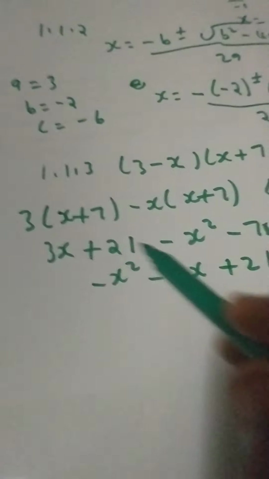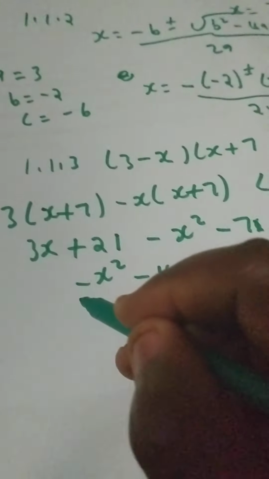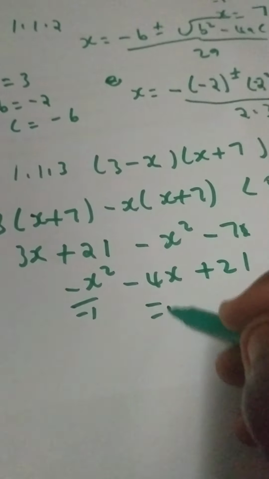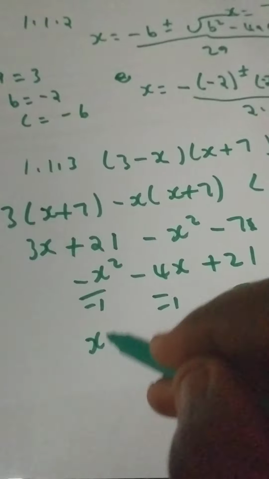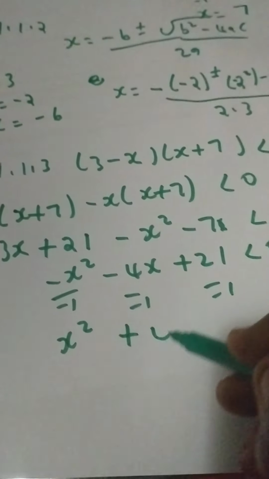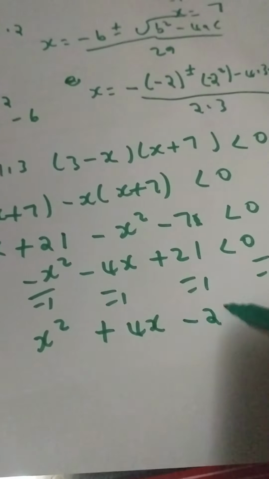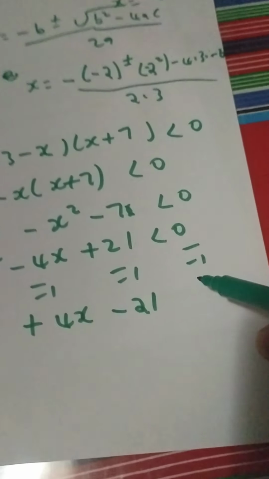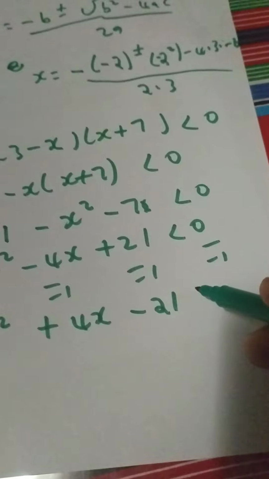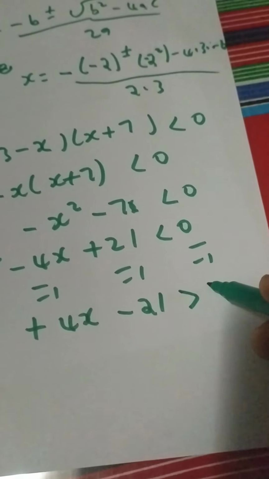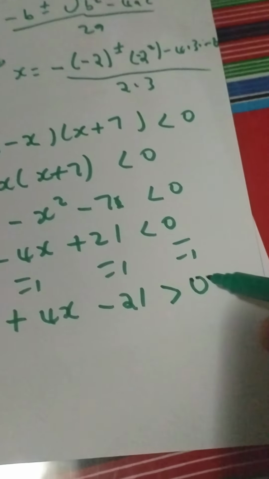I don't like working with the negative a, so I will divide everything by negative 1. This will give me x squared plus 4x minus 21. Remember, with inequalities, once you divide or multiply by negative 1, the sign must change. So this will be greater than 0. Now it becomes greater than instead of less than, right?